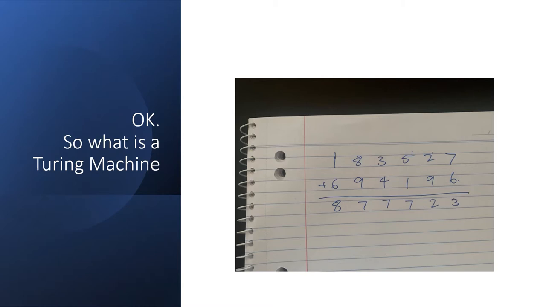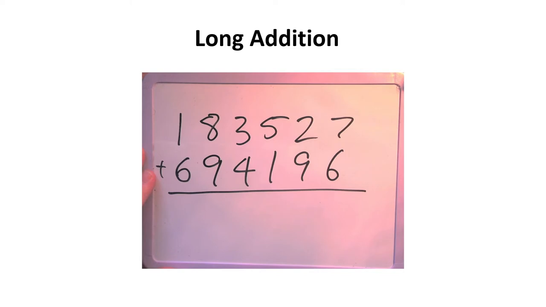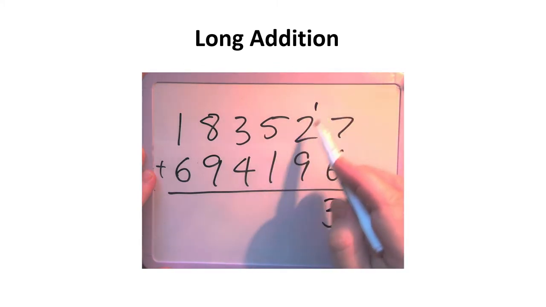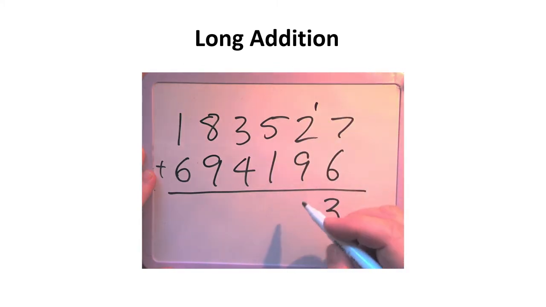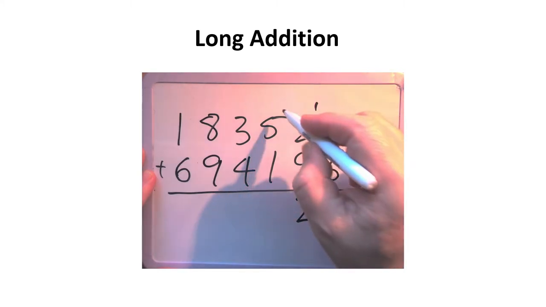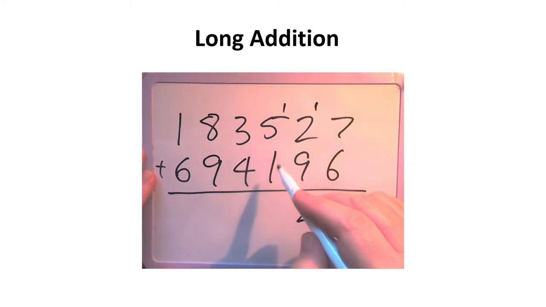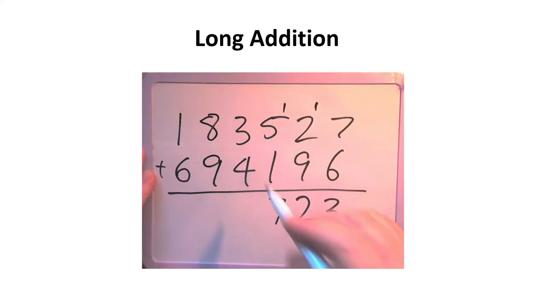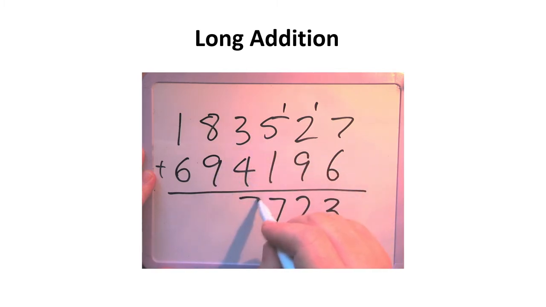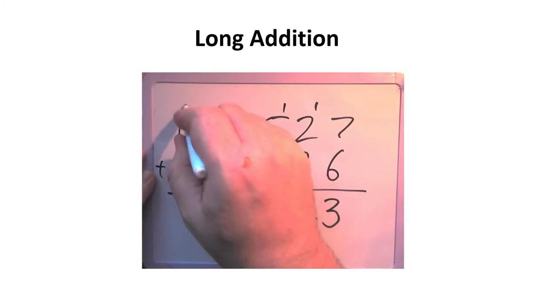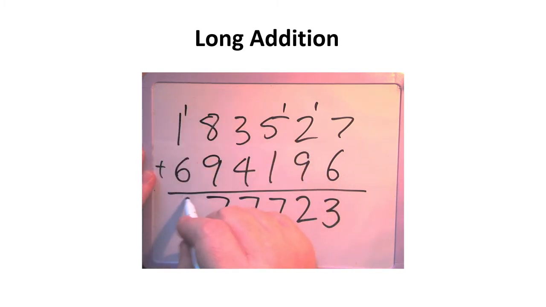Now, we all know how to add these two numbers together. Here in Australia, it's taught in primary school. 7 plus 6 is 13, write the 3, carry the 1. 1 and 2 is 3, add 9 is 12. Write 2, carry the 1. 1 and 5 is 6. Add 1 is 7. No carry. 3 and 4 is 7. Write 7. 8 and 9 is 17. Write the 7, carry the 1. 1 and 1 is 2. Add 6 is 8. And we're done.